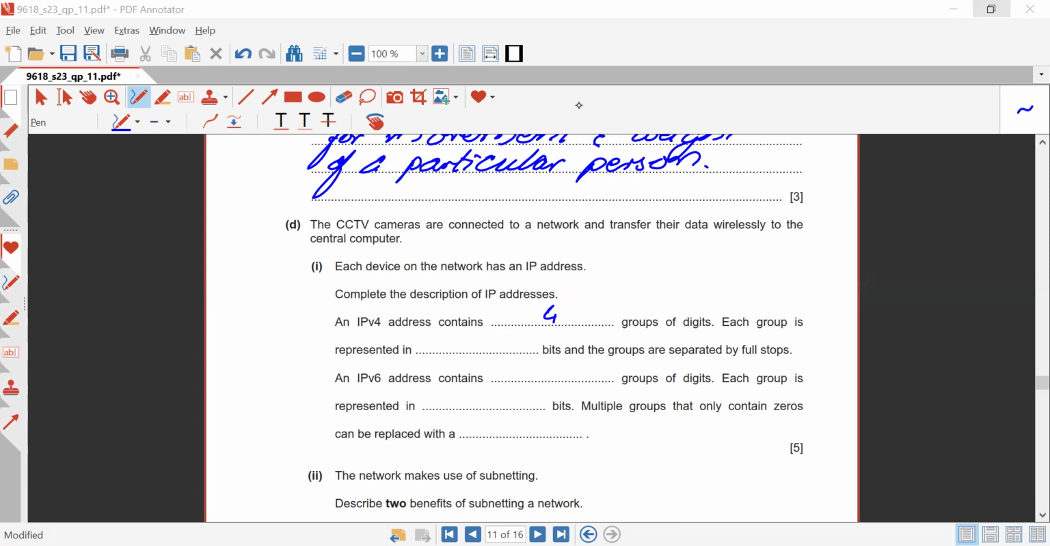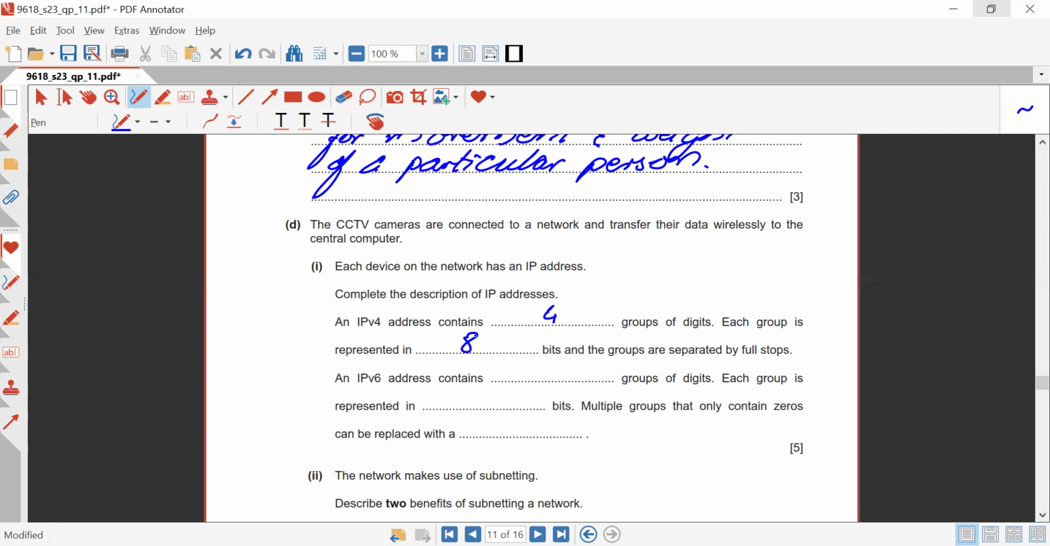Okay, coming back, an IP version 4 address contains 4 groups of digits. Each group is represented in dash bits. So how many bits are there for each group? For each group, there are 8 bits. So overall, there are 32 bits in IP version 4. And the groups are separated by a full stop.